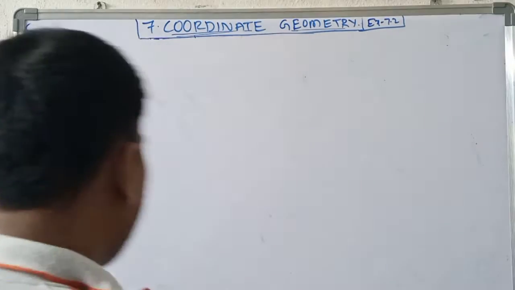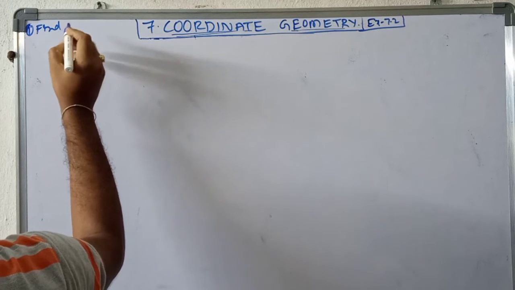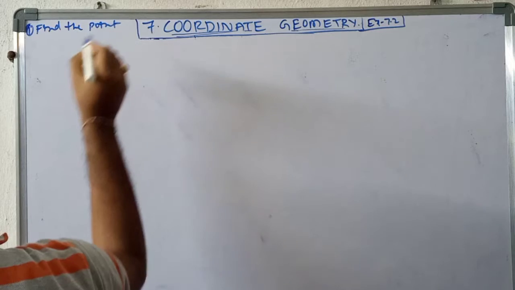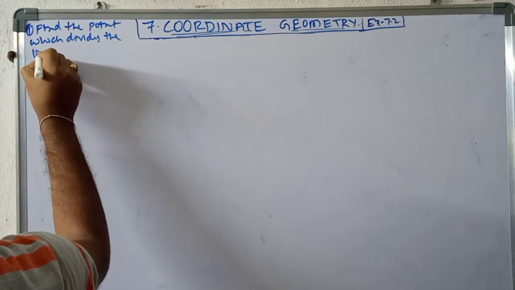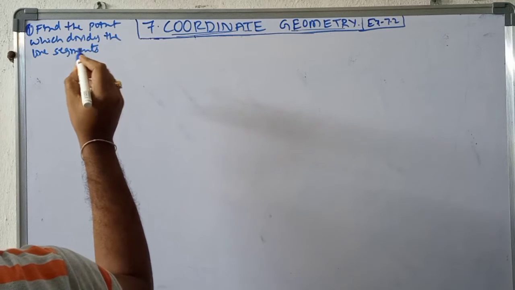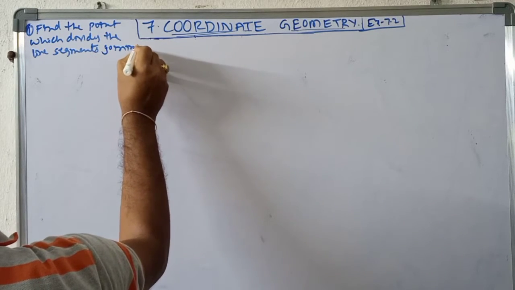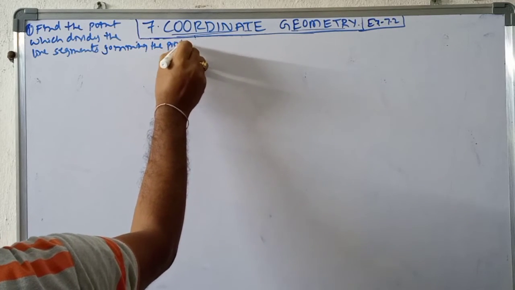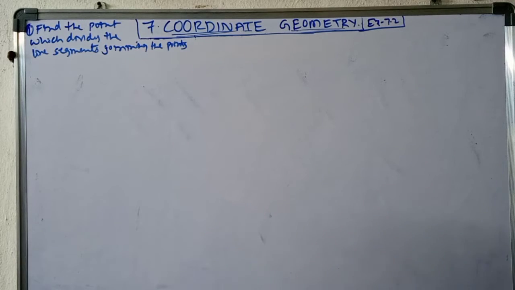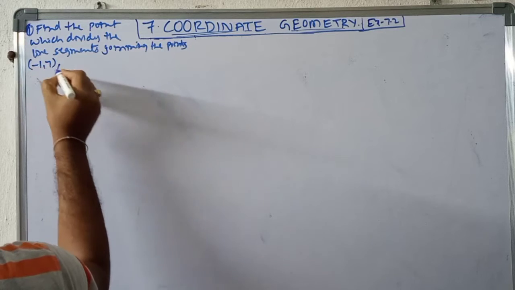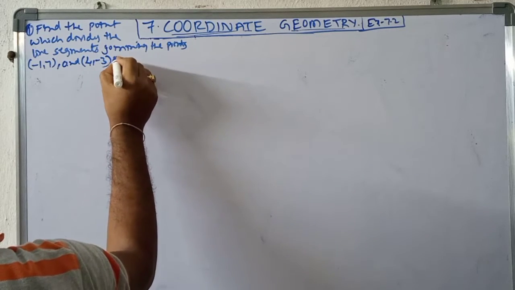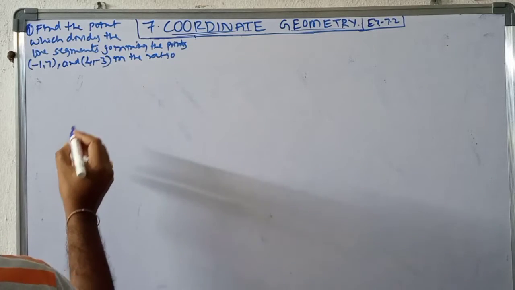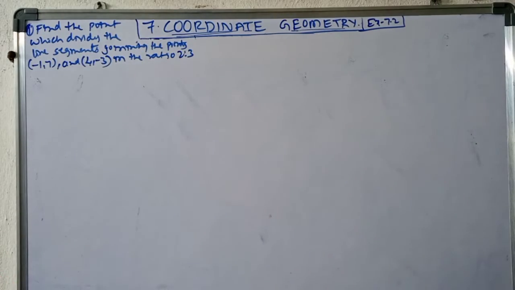Exercise 7.2, first question. Find the point which divides the line segment joining the points (-1, 7) and (4, -3) in the ratio 2 is to 3. Okay, next, solution.